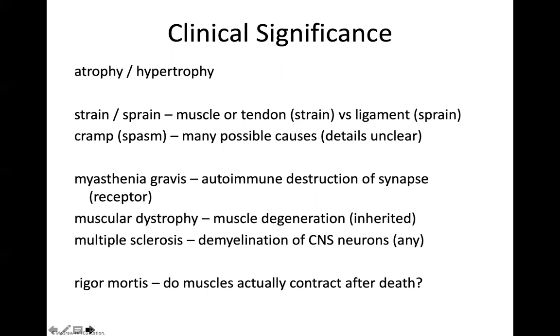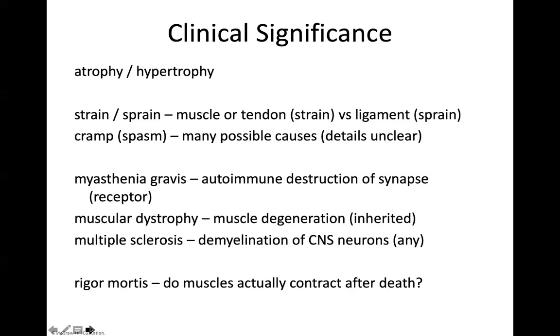We talked about myasthenia gravis, which is this muscle deficit that's due to autoimmune destruction of the receptors at that neuromuscular junction. So at the synapse, that presynaptic neuron is sending neurotransmitters into the synaptic cleft, but the postsynaptic cell, the muscle fiber, isn't getting the message because the receptors for that neurotransmitter are being destroyed by the immune system.